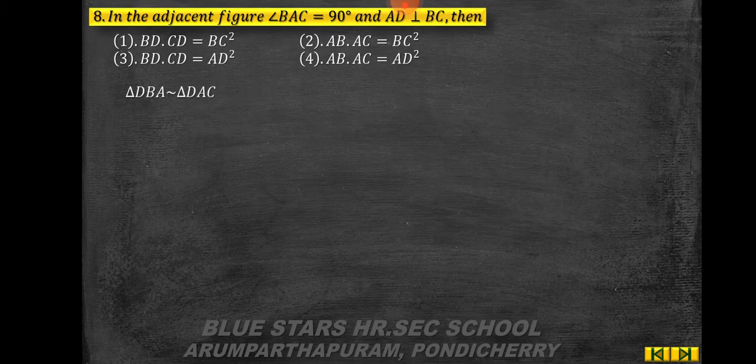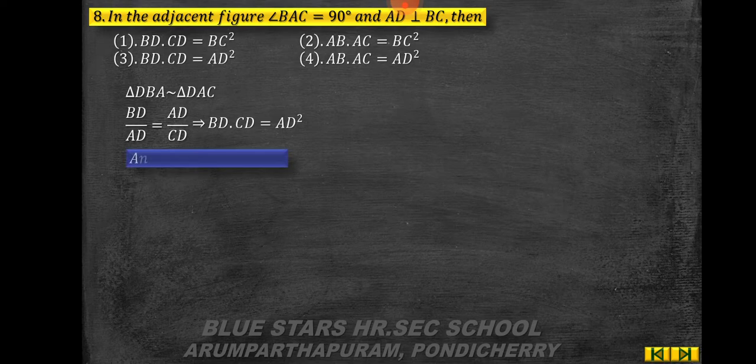So triangle DBA is similar to triangle DAC. BD by AD is equal to AD by CD, which implies BD into CD is equal to AD square. So the correct option is option 3. The answer is BD into CD is equal to AD square.